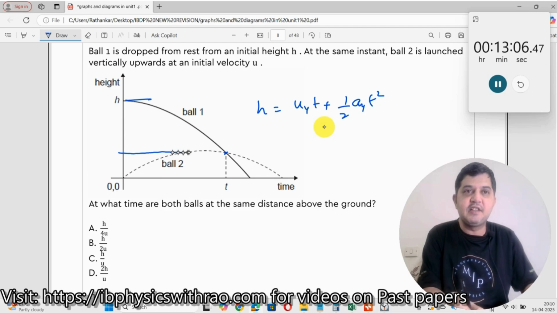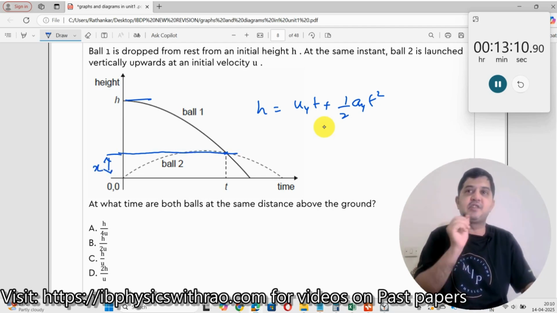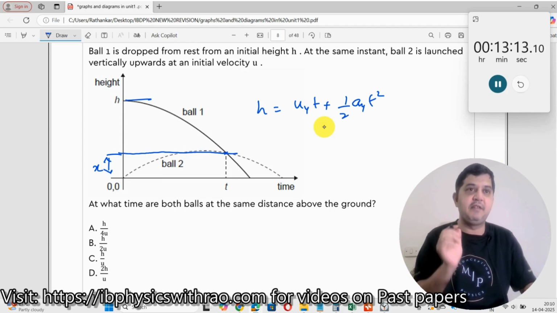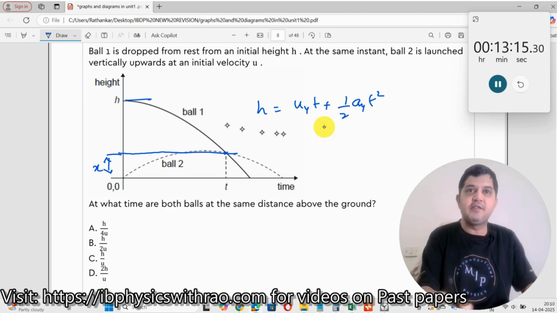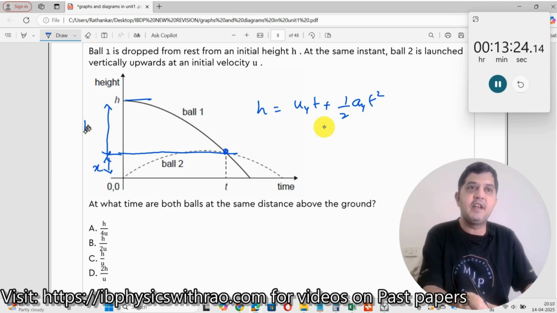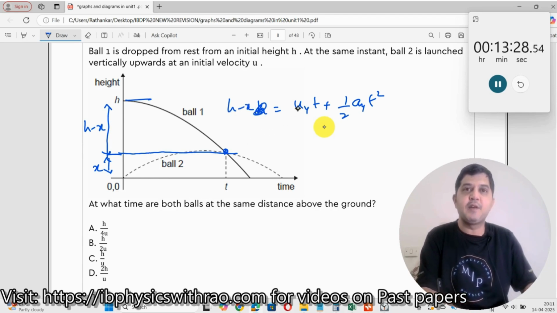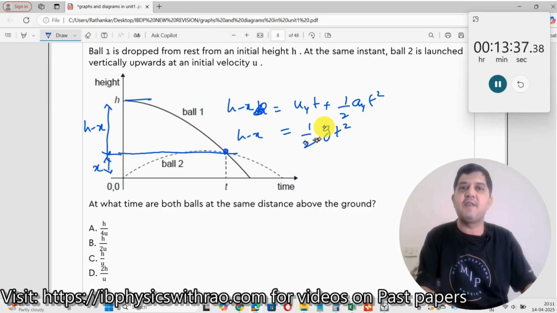So let me consider this height here. Let me write x here. Whenever there is a graph or a situation given, utilize it. Very, very important. At a time t, this ball comes over here. So what is the height of this one here? The height of this one should be h minus x, so it is not h here. And what is uy? 0. So this should be equal to half into ay, and ay is nothing but g, right? So h minus x is equal to half g t square.